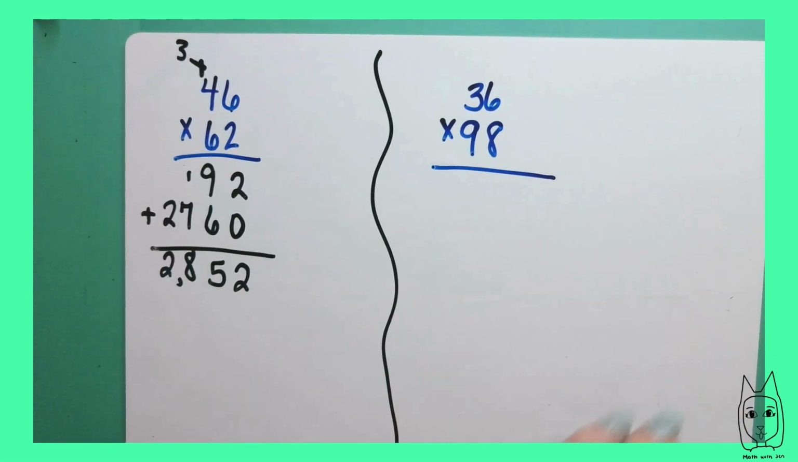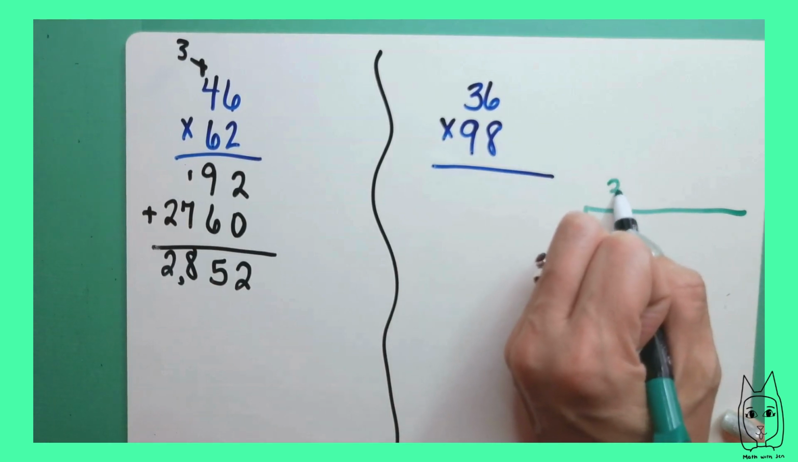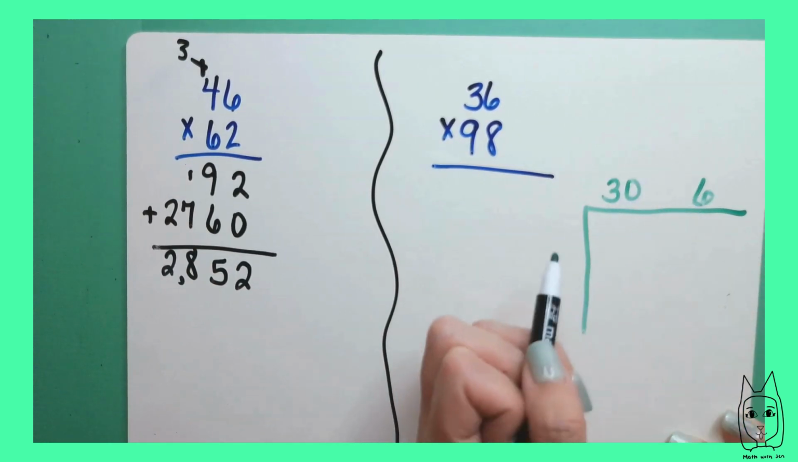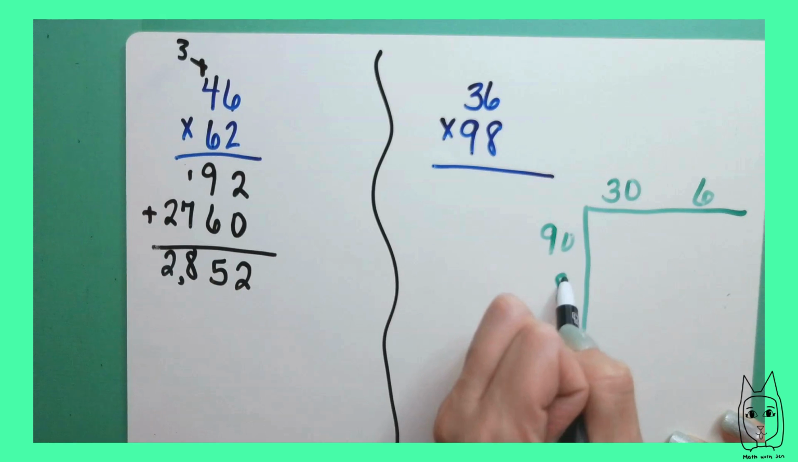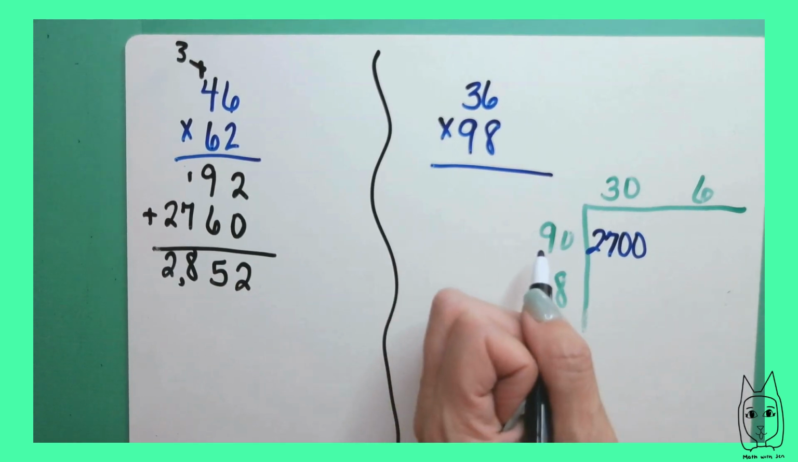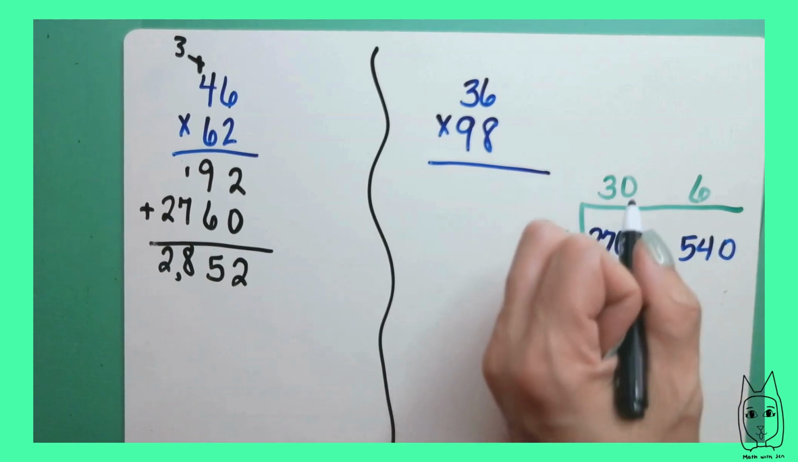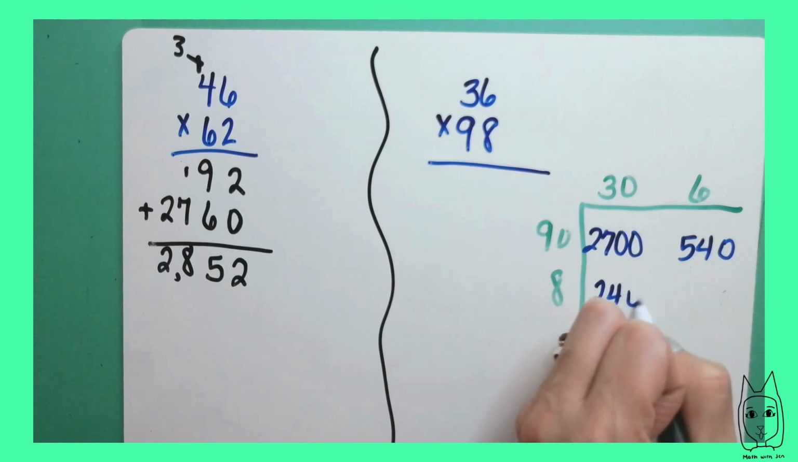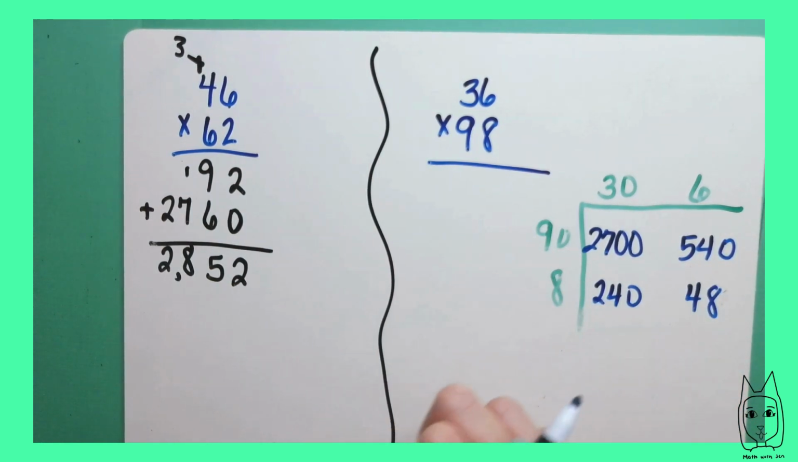This one we are going to use an array, which looks very similar to an area model, but it's easier for me to draw. It's going to break up the 30 and the 6 to 36, and then I'm going to break up the 90 to 98. And then I'm going to go ahead and multiply these numbers. So it's 2,700. 90 times 6 is 540. 8 times 30 is 240. 8 times 6 is 48. And then I get to add all those numbers together.